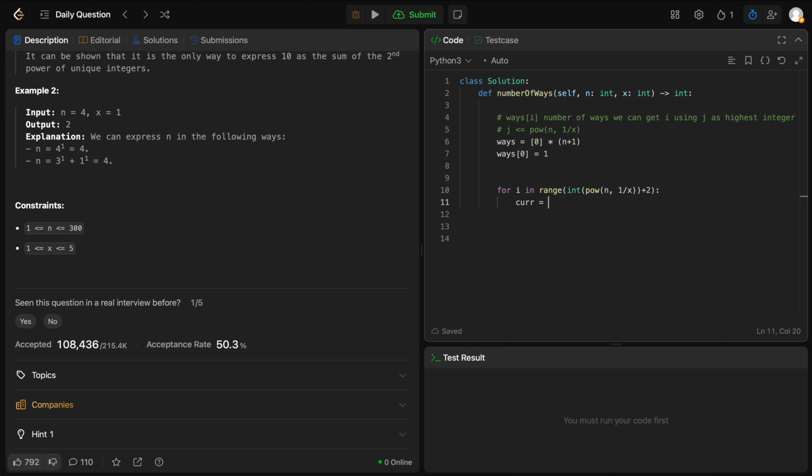So currently what I have is I to the x, and now for j in range, well, n minus 1 minus 1, ways of j, whatever it is, I increase it by ways of j minus current.